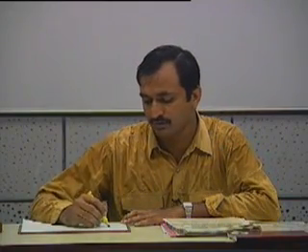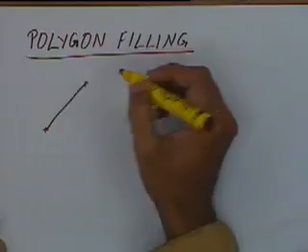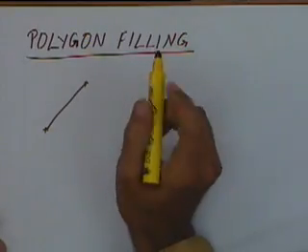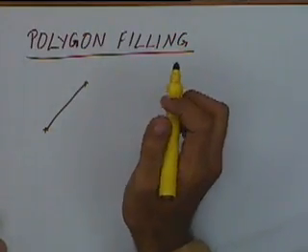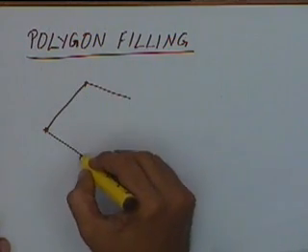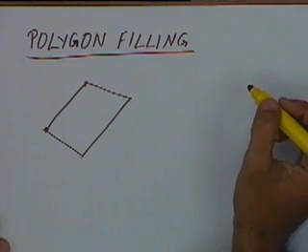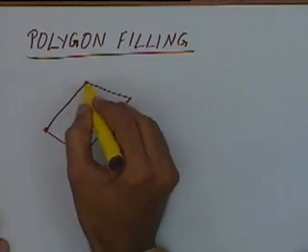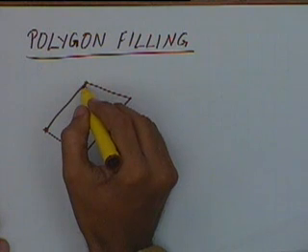We were talking of some algorithms for what is termed as polygon filling. Last time we had seen some algorithms for drawing lines between two points. If you want to draw a line between two points, we can use either the DDA algorithm or the Bresenham's algorithm. Now, if you have to fill a polygon, let's say if you have a polygon like this, filling the polygon means all the pixels that are inside the polygon, they should be highlighted.